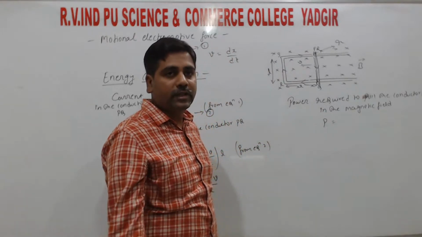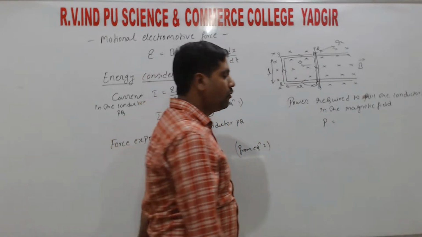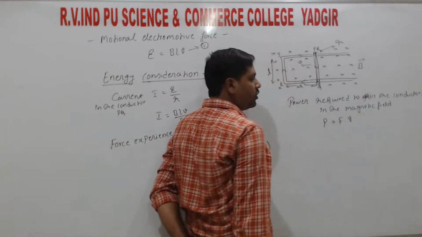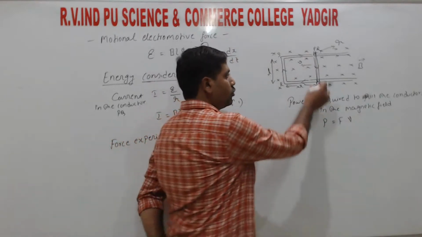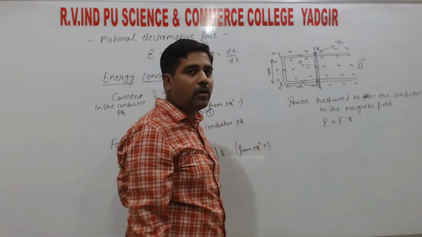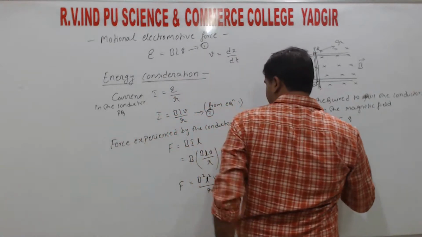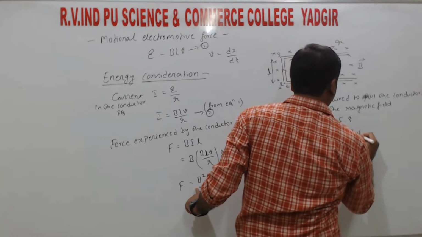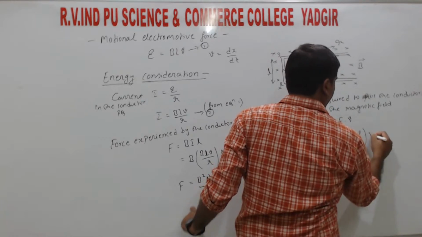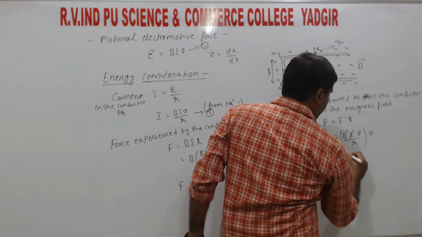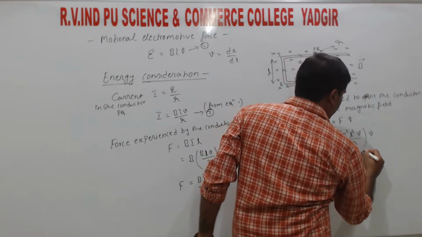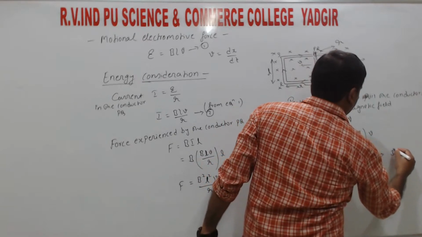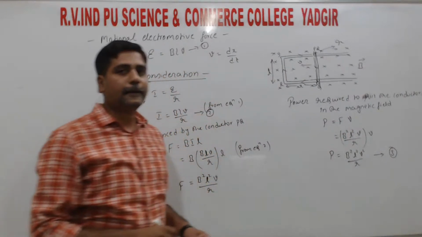Again from first year, power in terms of force and velocity is F into V. So power is equals to force into velocity. Since it is moving, that conductor has some velocity. So again we have the force relation, that is B square L square V divided by R into V, right? So power is equals to B square L square V square divided by R. Following this, third equation, right?